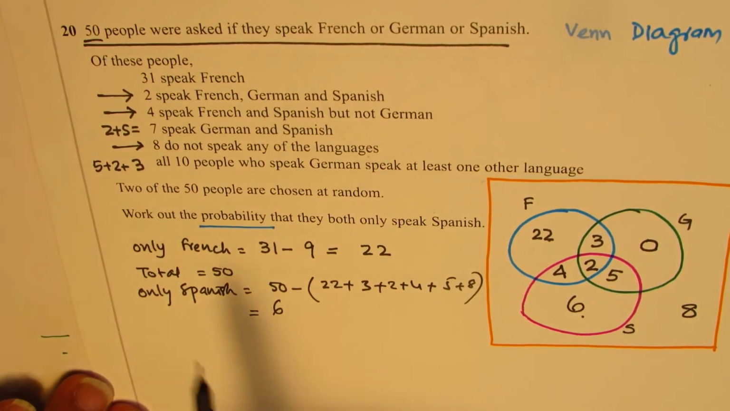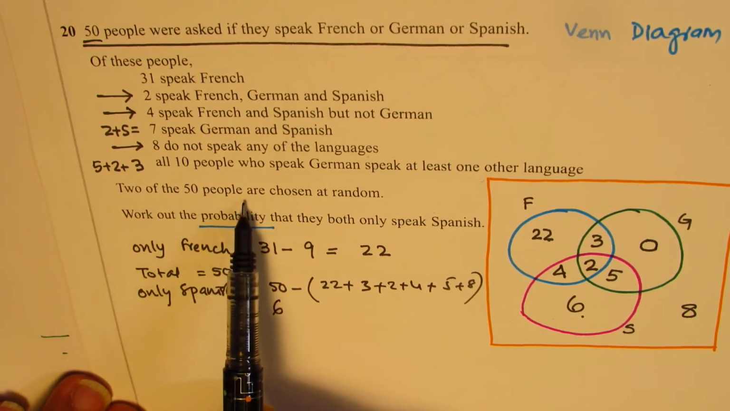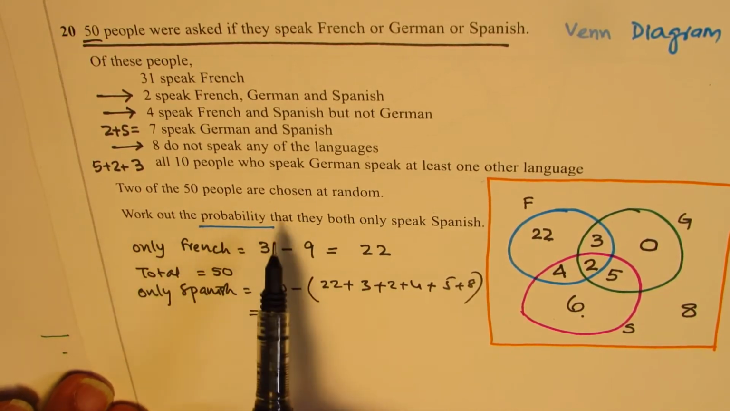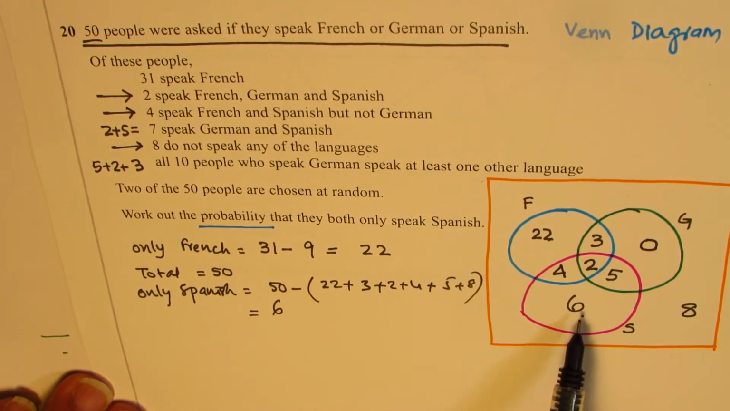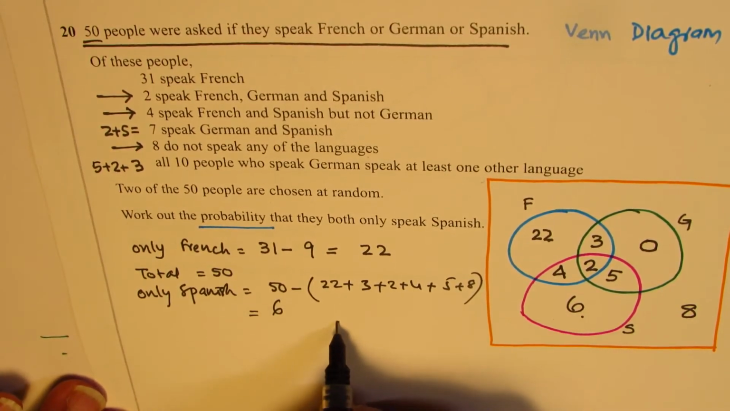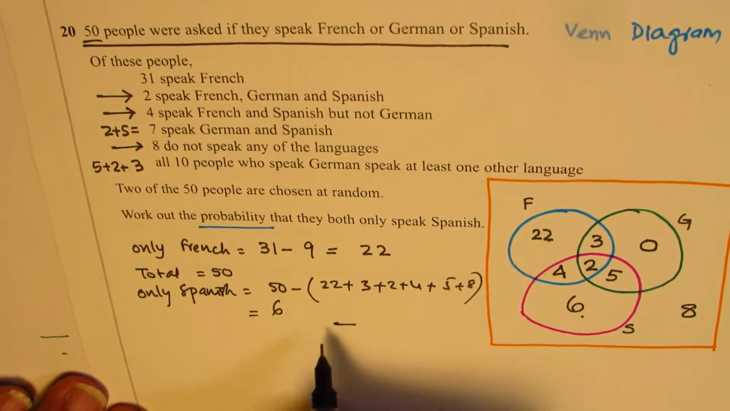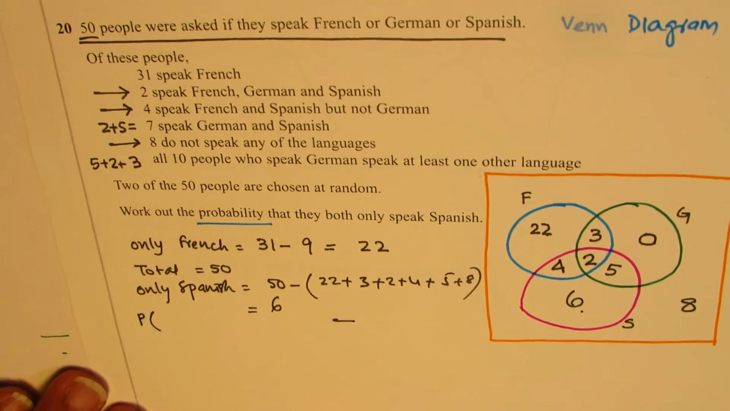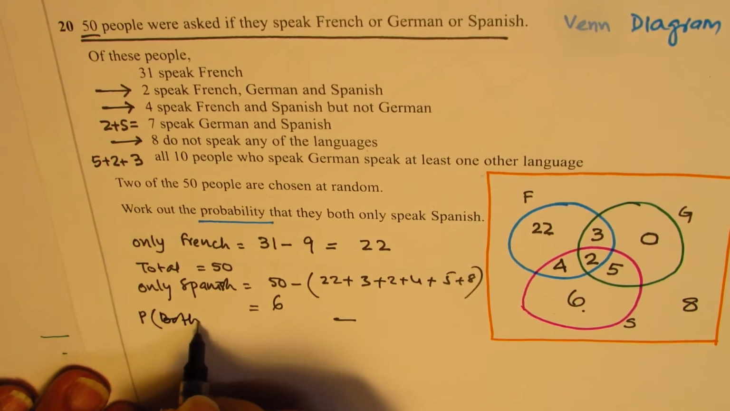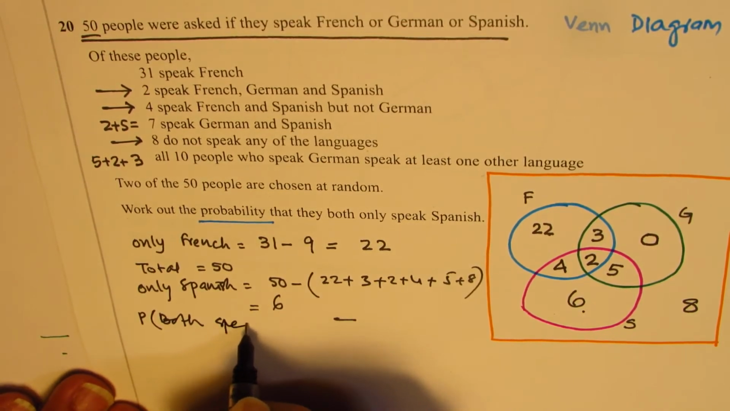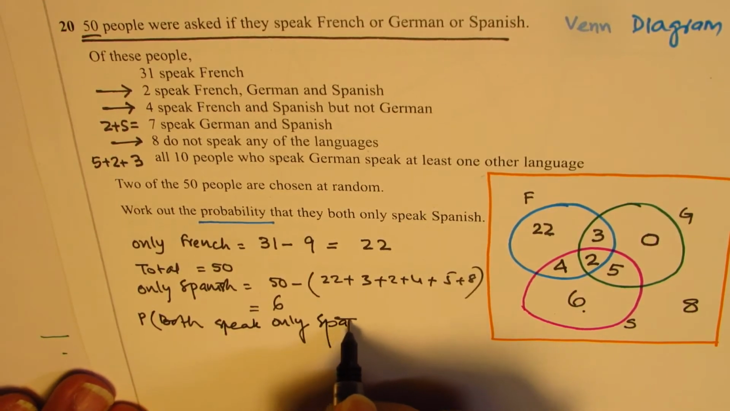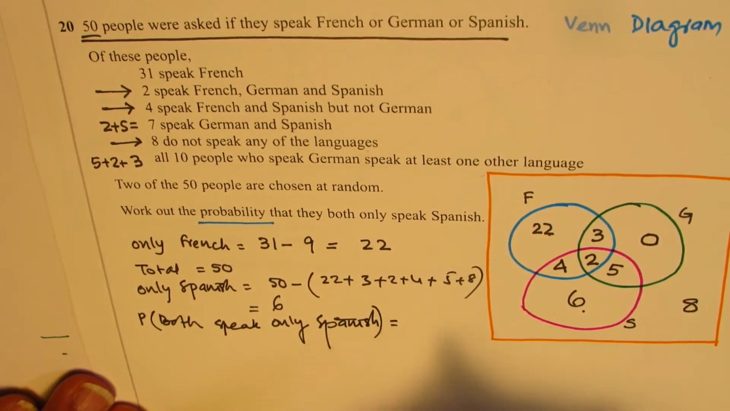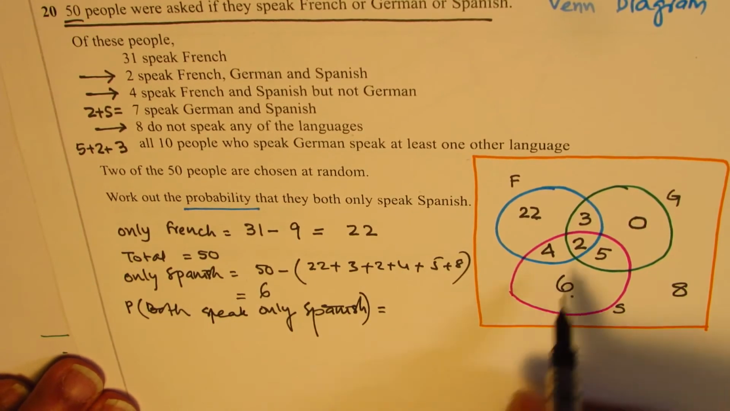This is done. Now, 2 of the 50 people are chosen at random. Work out the probability that they both only speak Spanish. So there are 6 Spanish speaking, right? So when we take out 2, so one by one, right? So first you have a choice of 6, right? So let's say a probability that both speak only Spanish. Let me write here. Okay, so first time it is 6 out of 50, right?